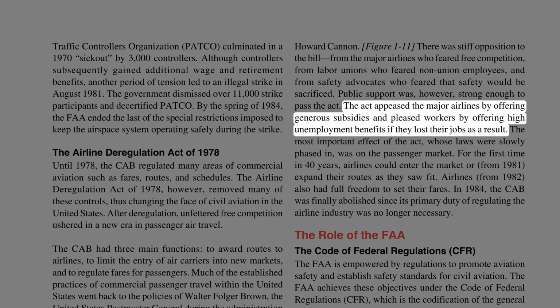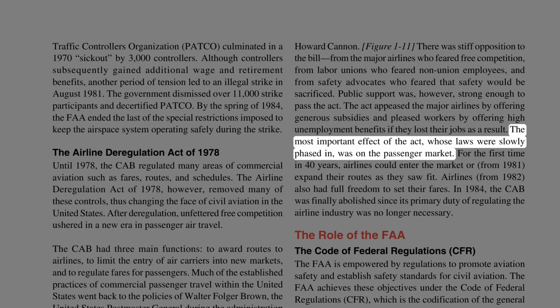The act appeased the major airlines by offering generous subsidies and pleased workers by offering high unemployment benefits if they lost their jobs as a result. The most important effect of the act, whose laws were slowly phased in, was on the passenger market.